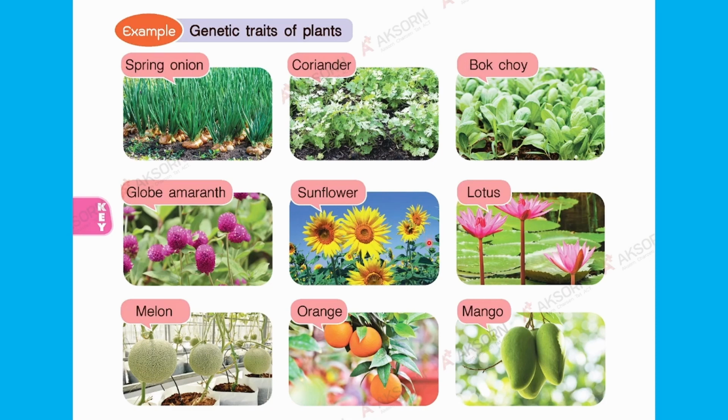Same with the sunflowers, the leaves, flower heads, the globe amaranth. Again, similar color, similar shape. Melon, these are all round. Orange and mango. You see they're all very similar.